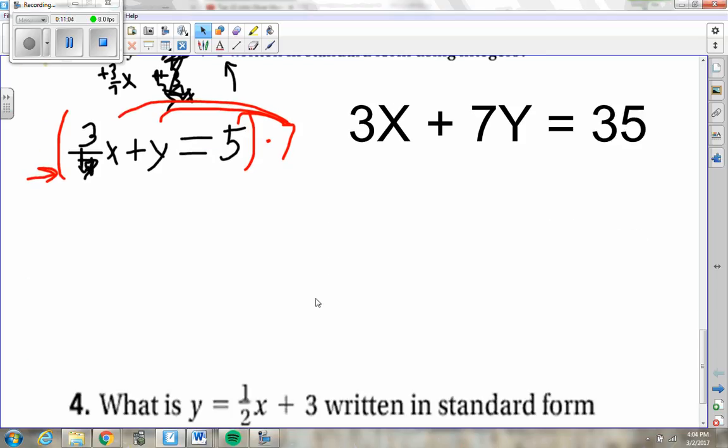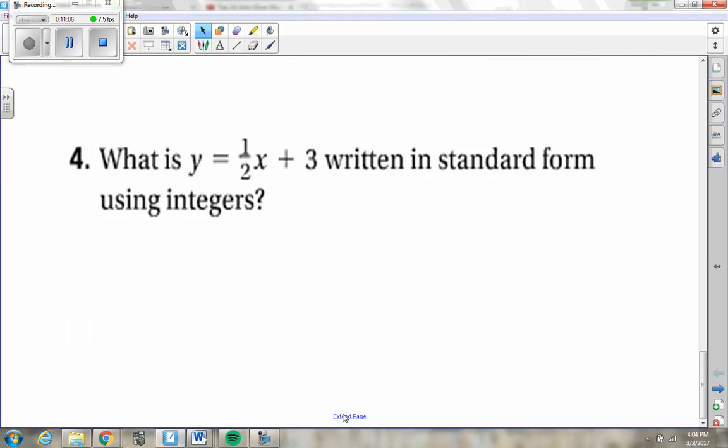So I'd like you to try doing that now. I'd like you to try taking y equals 1/2 x plus 3 and rewrite that in standard form using only integers, no fractions. Move the x's to the other side and then times by the bottom of the fraction to get rid of it. Once you have it in standard form with only integers, come on back, play the video till the end, and I'll show you what we should have.